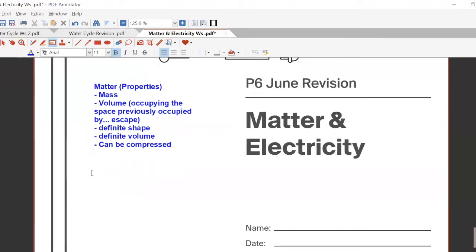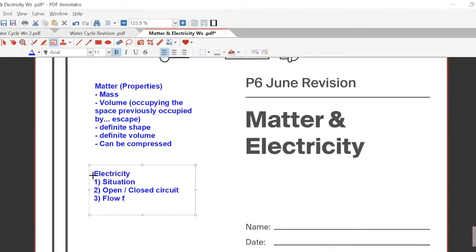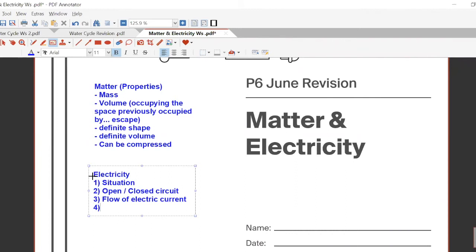For electricity, on the other hand, the 4 steps are: situation, which means what happens to the circuit. Did I turn on the switch, turn off the switch? That will lead to an open or closed circuit. Very important. Later on, you will see that I keep using the same thing, so you must be able to use it on your own. Then we have flow of electric current, whether the electric current can flow through or not. Or you can say electricity is the same as electric current. Then the last one will be outcome. So you have 4 steps every single time for electricity. Okay, so please remember these 2 writing structures for matter and electricity.